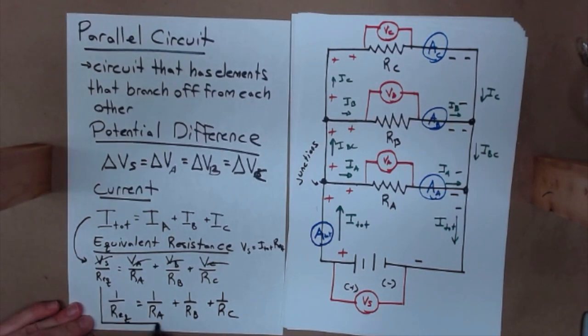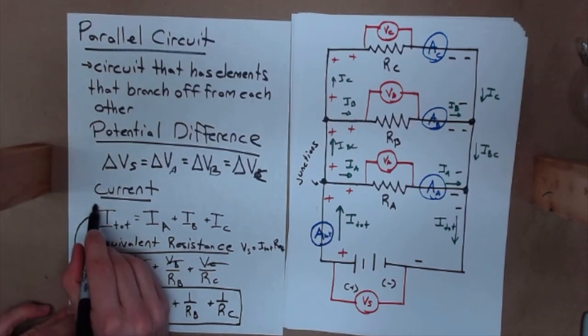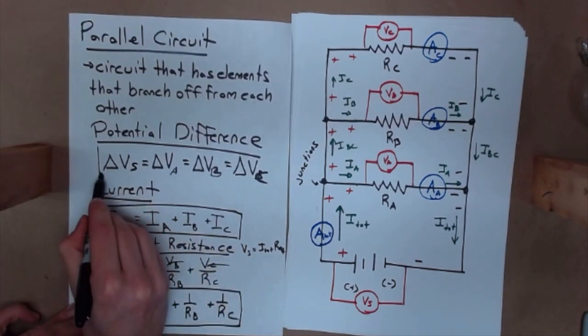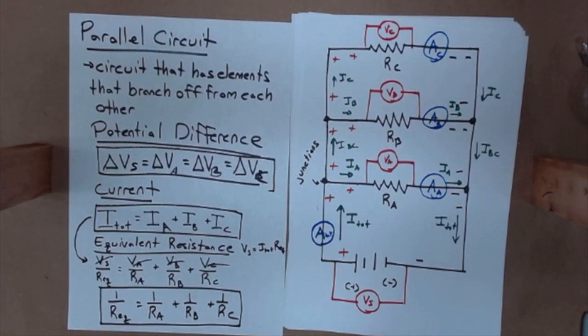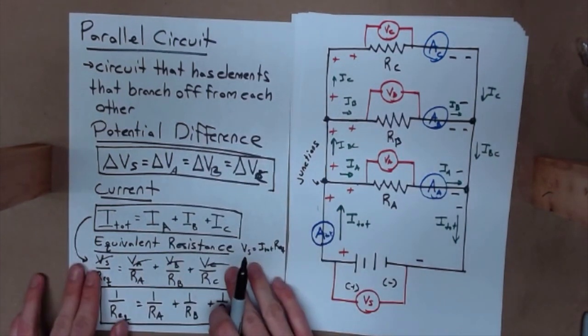And that leaves me with my final equation for parallel circuits, which is how to find the equivalent resistance of a parallel circuit. So I have how to find the total current and how to find the potential difference. Those are my three big equations. All right. And so if I had these meters and I put them into the circuit, I should find these exact relationships.